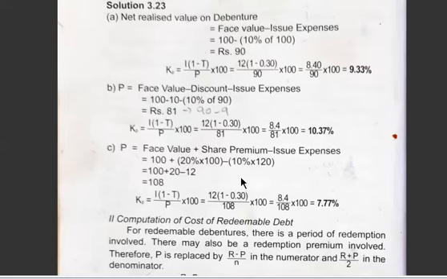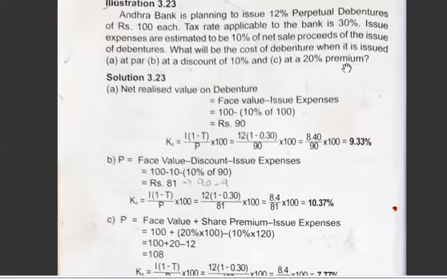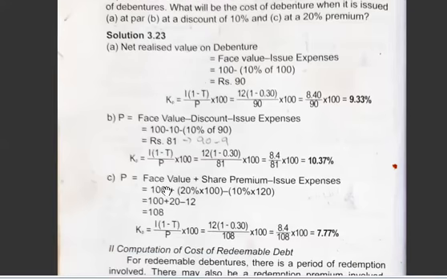I agree with 7%. Okay, next. How is it issued? Third, it is issued at premium. Again, face value plus premium minus issue expenses. Face value 100. Share premium, how much? See the percentage, 20% on face value, means 100 into 20%, it is 20. 100 plus 20 is 120.